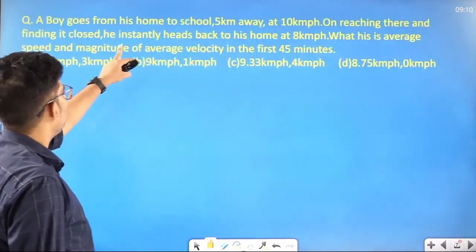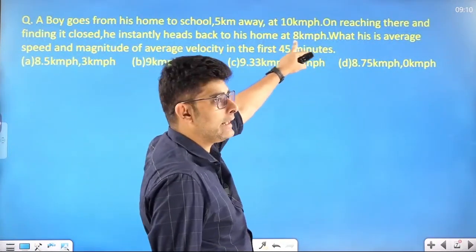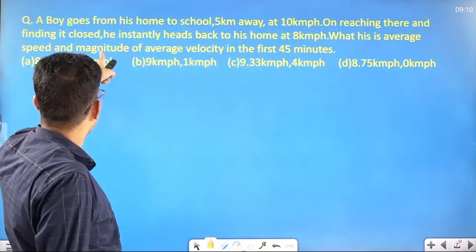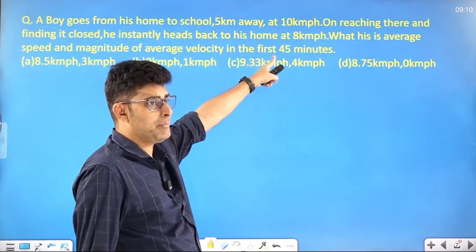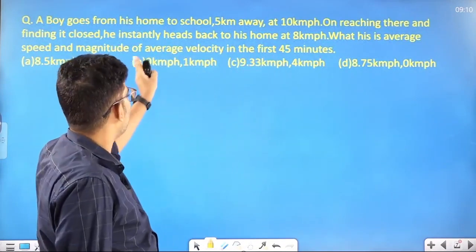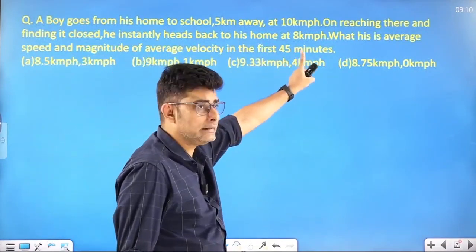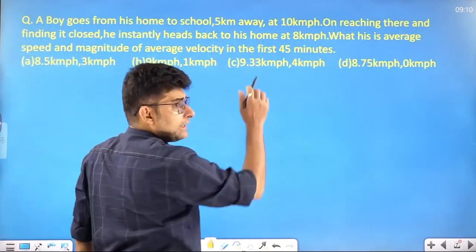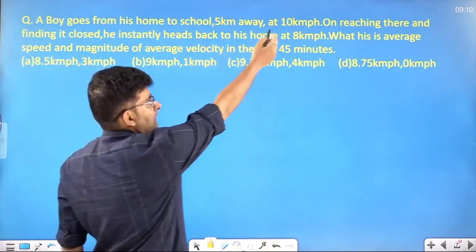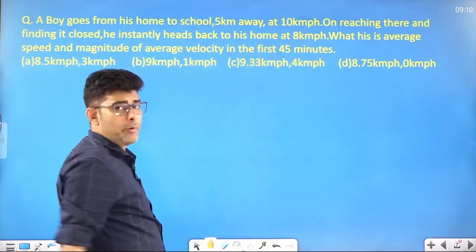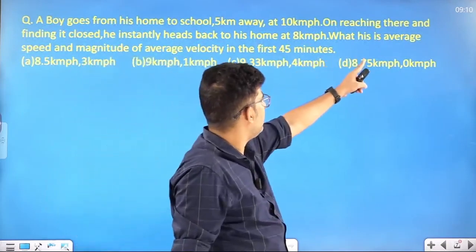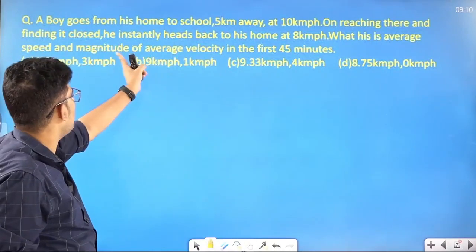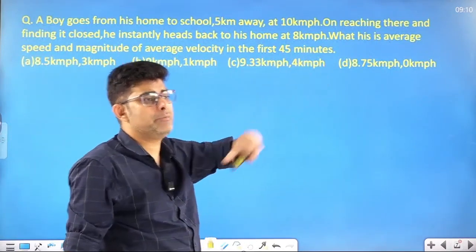A boy goes from his home to school 5 kilometers away at 10 kilometers per hour. On reaching there and finding it closed, he instantly heads back, means he is not stopping. He is going from home to school, there he sees that it is closed, so instantly he turns back. And while turning back, he has also changed the speed. You can see 10 kilometers per hour, now he changed to 8 kilometers per hour. What is his average speed and average velocity magnitude in the first 45 minutes?